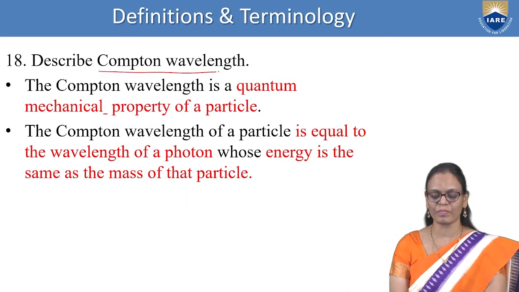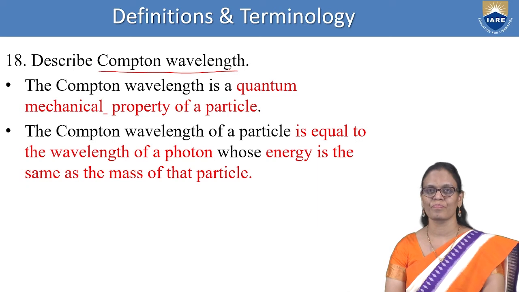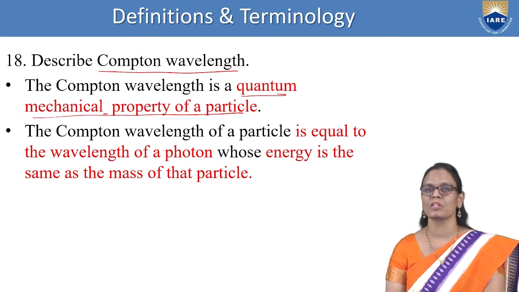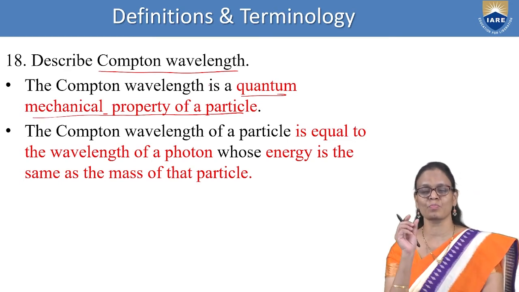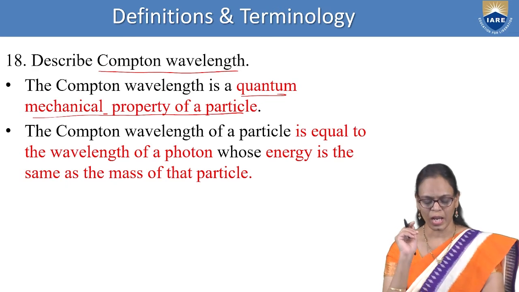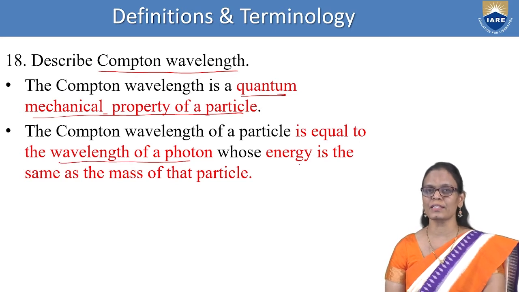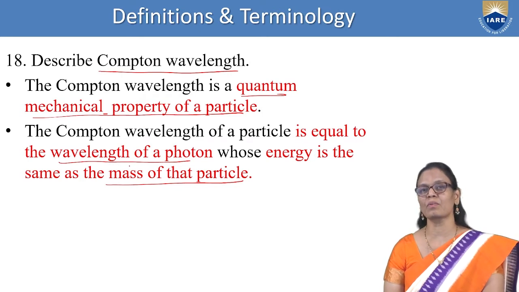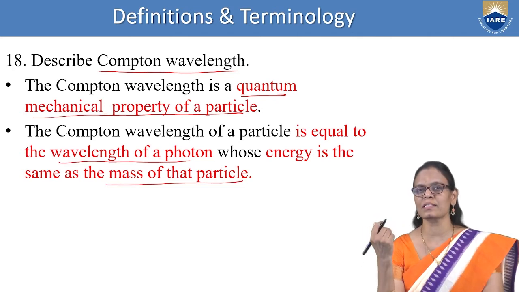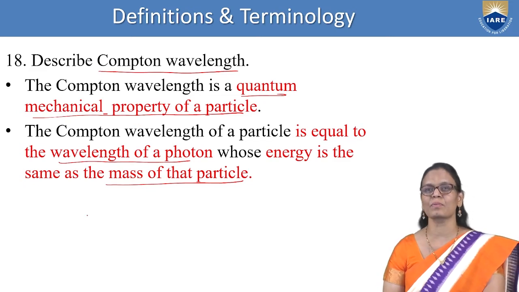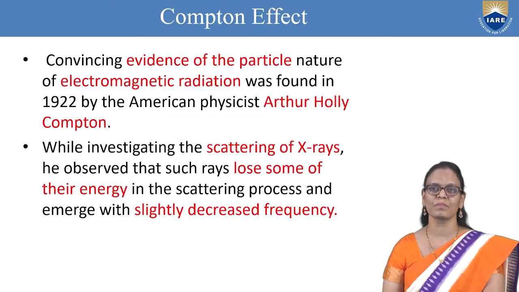Now describe Compton wavelength. What is Compton wavelength? Compton wavelength is a quantum mechanical property of the particle. Whenever we are talking about quantum mechanical, we mean smaller in size, of atomic size. The Compton wavelength is equal to the wavelength of the photon whose energy is the same as the mass of that particle. Understood? What is a photon? It is massless, chargeless, and its energy is given by E is equal to h nu. And if the energy is the same as the mass of the particle, then we call it Compton wavelength.